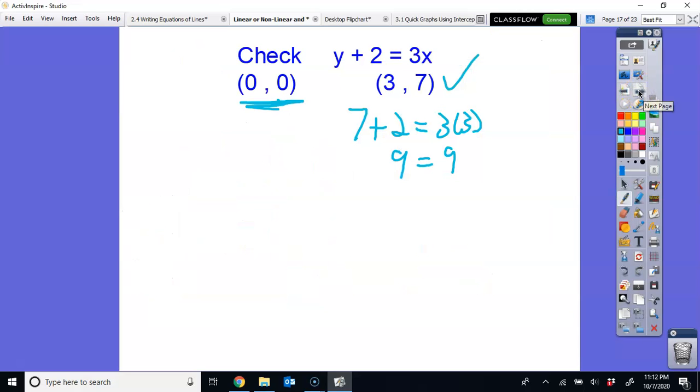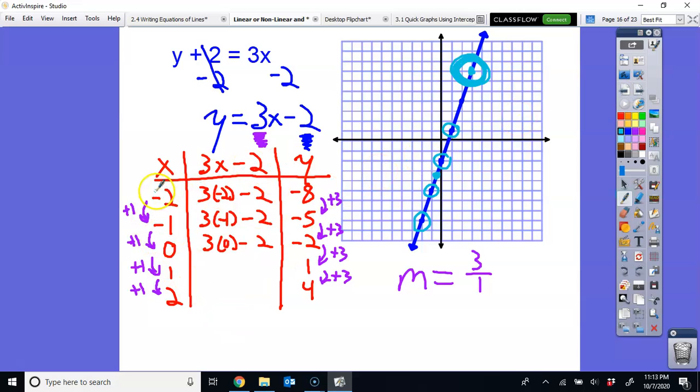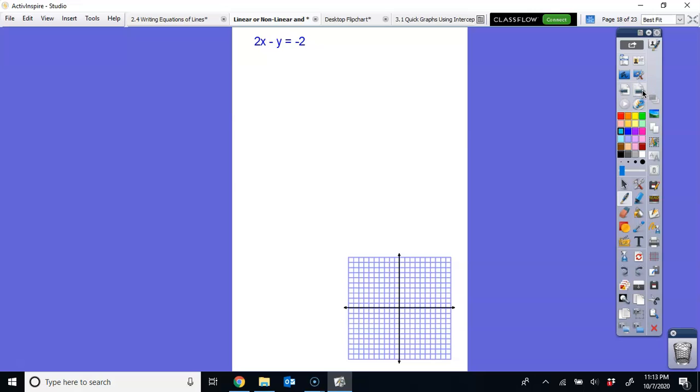So, be prepared to make some table of values and find some points on a graph when you get to your quizzes and your final exam as well. So let's take a look at another one of these. Let's do another table of values here.